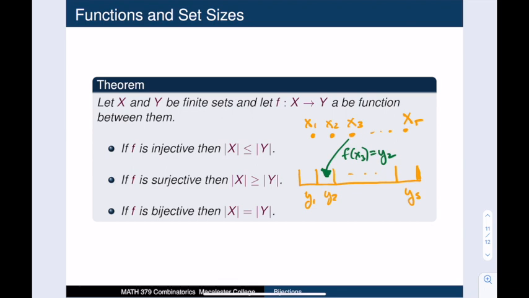Now, if we had more x's than y's, then this function cannot be injective because we have to place more than one ball in a box by the pigeonhole principle. On the other hand, if the function is surjective, then we have to have at least as many balls as there are boxes. And finally, if it's bijective, then we must have an equal number of balls and boxes.